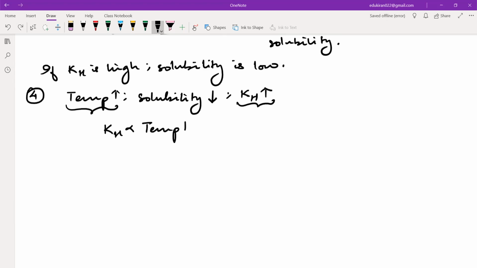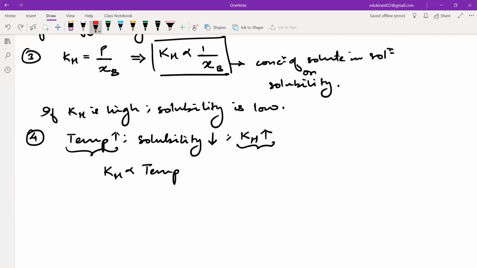Now with this you will write one question. Should I scroll up, or has everyone written till here? Have you all written up to the third point?